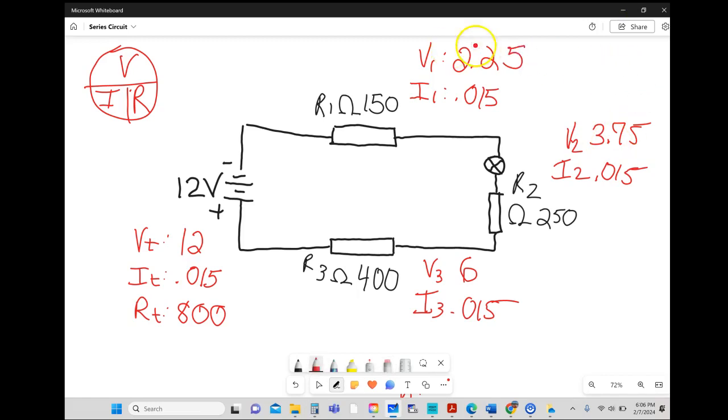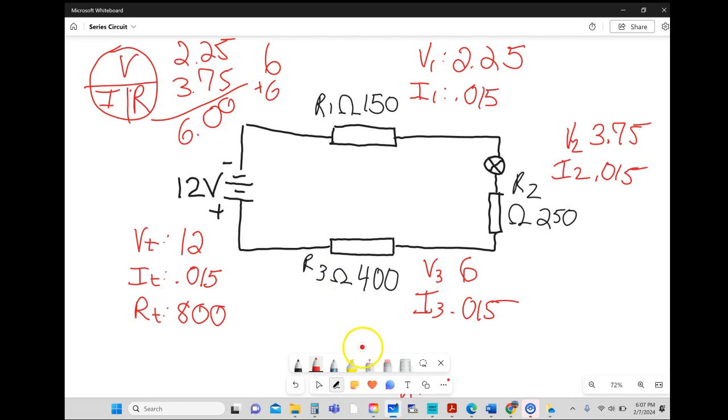Okay, so now we're going to add these up all the way around the board. All right, so 2.25, 3.75. Add that up. Well, that's 6. Right? And then 6 plus 6 is, you guessed it, 12 volts. So I must be correct. That's a series circuit. Pretty straightforward, pretty easy.